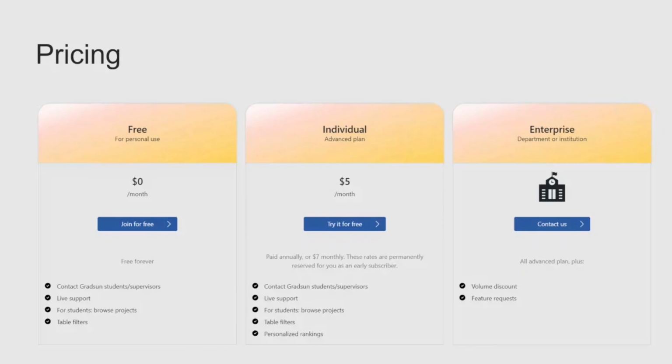In terms of pricing, most of the features that I said now and more are free. The only feature that isn't is the personalized rankings, so the algorithms. So if you want to use the algorithm, that comes at a fee of $5 per month. And you can also try it for 2 weeks for free.